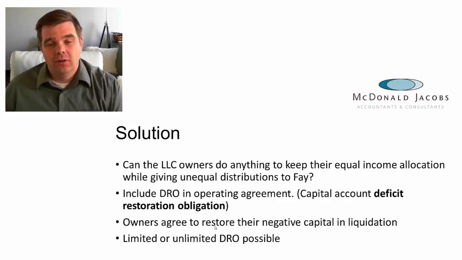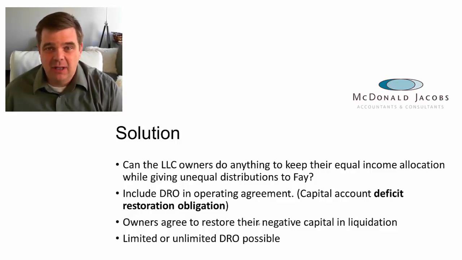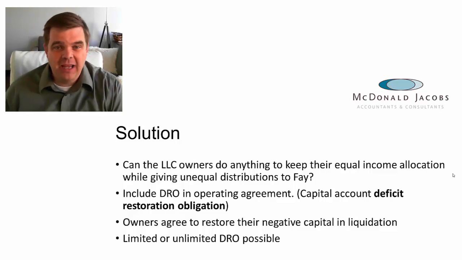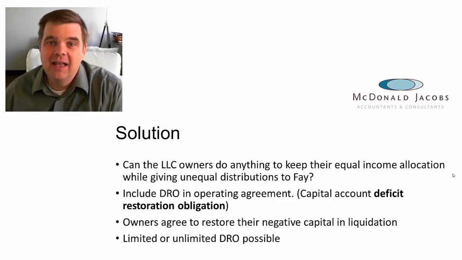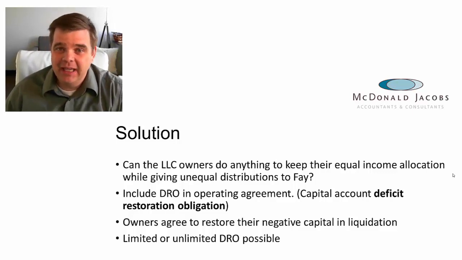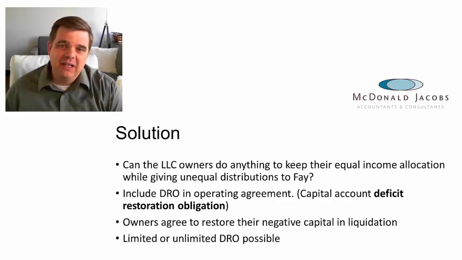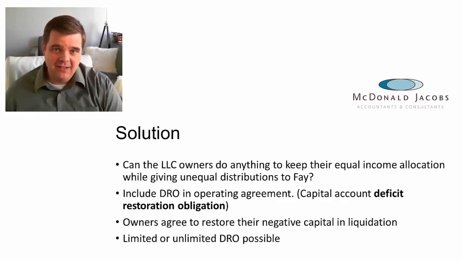Now, if owners don't want to have an unlimited DRO, an unlimited deficit restoration obligation, they could instead have a limited deficit restoration obligation. In the case of Faye, for example, she may project that her capital account's probably going to run negative by $15,000, maybe as much as $20,000, and she could agree in the operating agreement that she would restore a negative capital account up to a total of $20,000, but no more. That would give her enough cushion to have the negative capital that we see in this particular case.